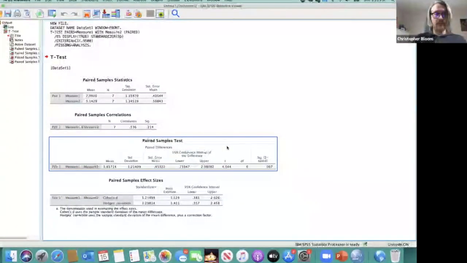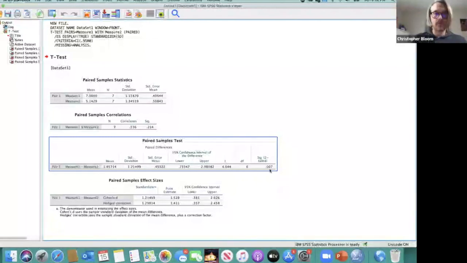Here's our paired samples t-test. We have a mean difference of 1.857. That means the mean of group 1 subtracting the mean of group 2. We have a t-value of 4.044. Is that what I found? I got 4.068. So there's our rounding difference. And here's our significance value, 0.007, which, as I predicted, is statistically significant.